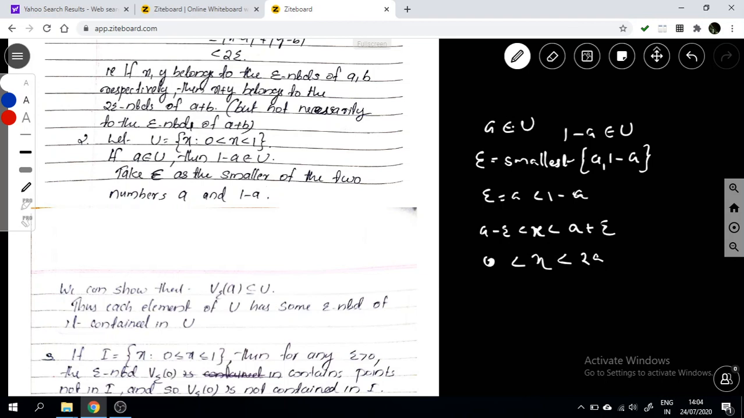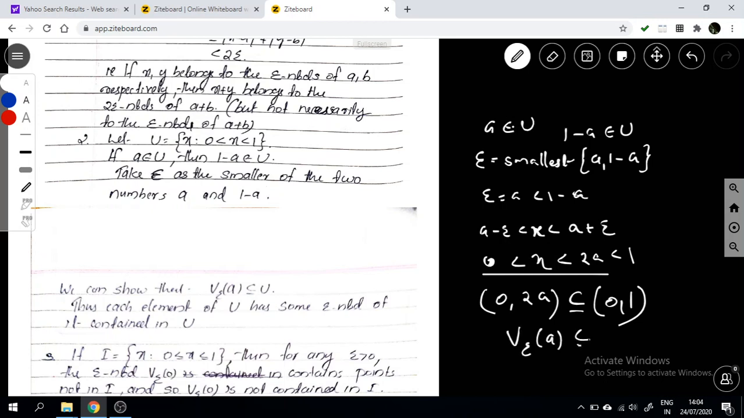Then A is less than 1 minus A, so 2A is less than 1. So 0 less than x less than 2A. This set, the open interval 0 to 2A, is a subset of the open interval 0 to 1. Okay, that is, V epsilon of A is a subset of U.